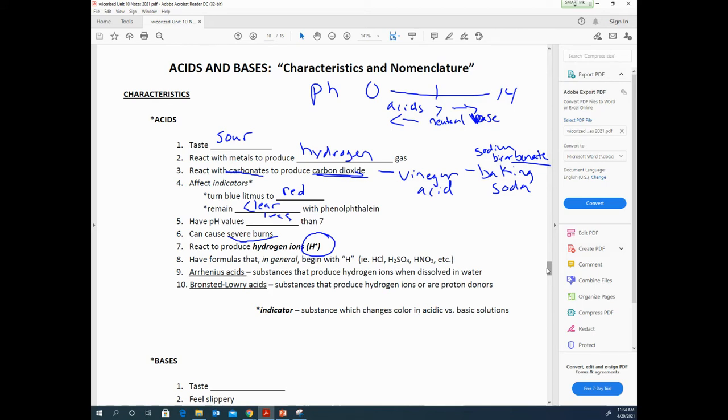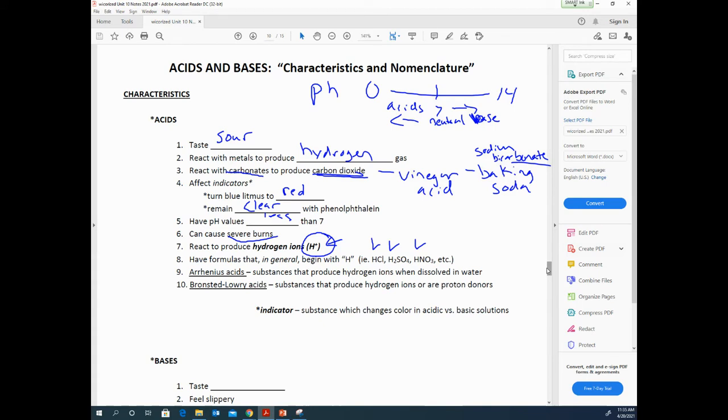So number 8 says acids have formulas that, in general, begin with H. So how do I know what they look like? In a compound formula, acids are always written with hydrogen to start. So if you see that H in front of the rest of the compound, it's not always, but there certainly is a chance it's an acid. Because again, remember, what makes it an acid is it has H plus ions in it. So it obviously has to have H in it, and the H is written first.